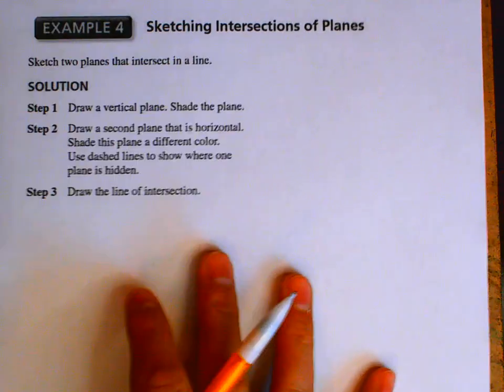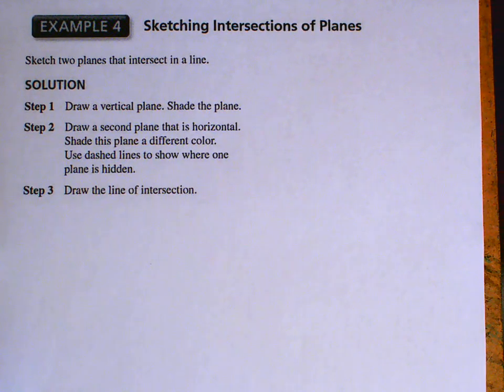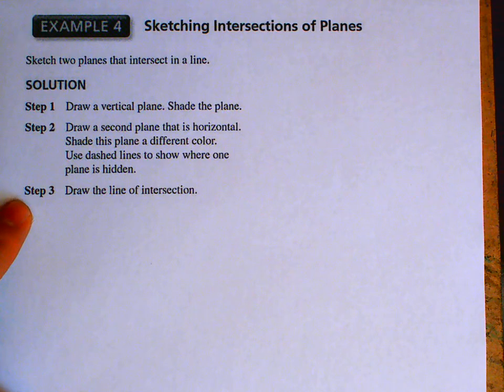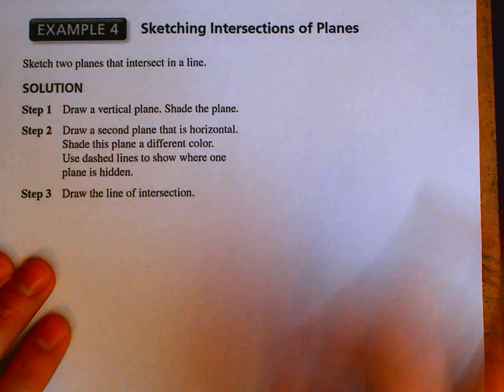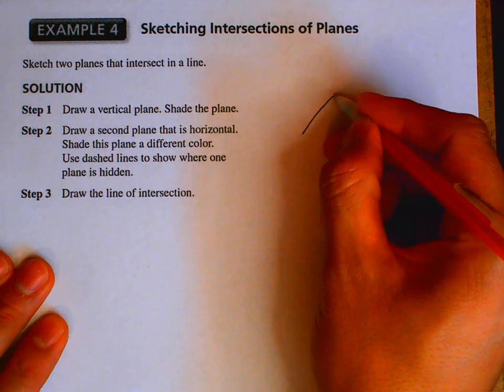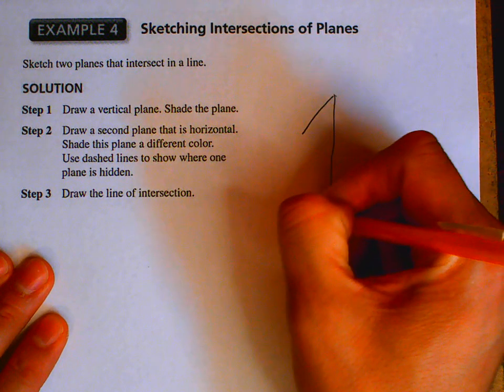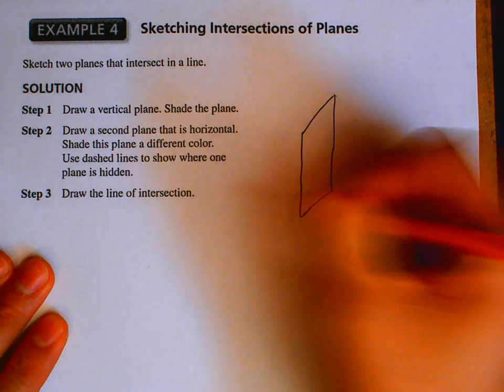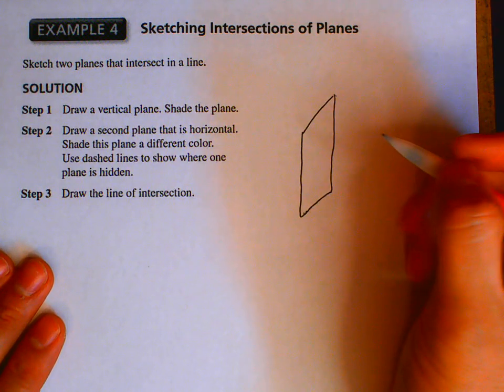Okay, last example. Sketch 2 planes that intersect in a line. Now, I wrote down here part of the steps. Okay, so let's go through them. So draw a vertical plane. Okay, well, let's draw a vertical plane. Do the best you can. These are not that easy to draw, especially this one.